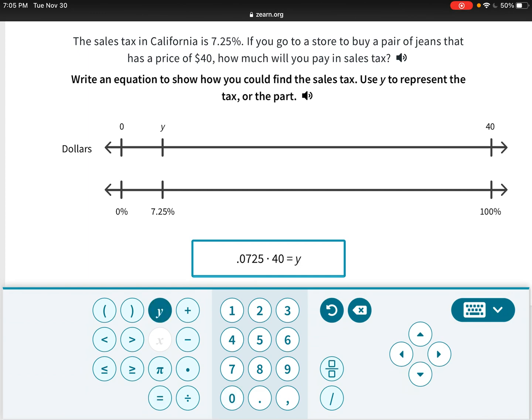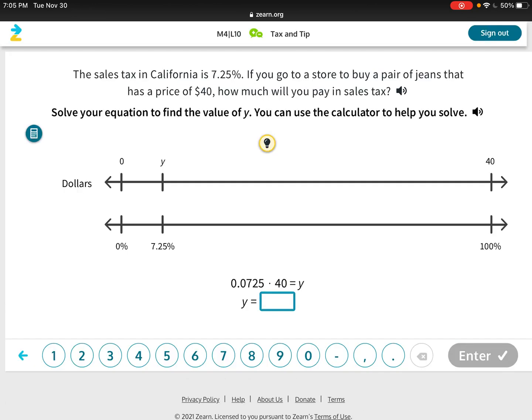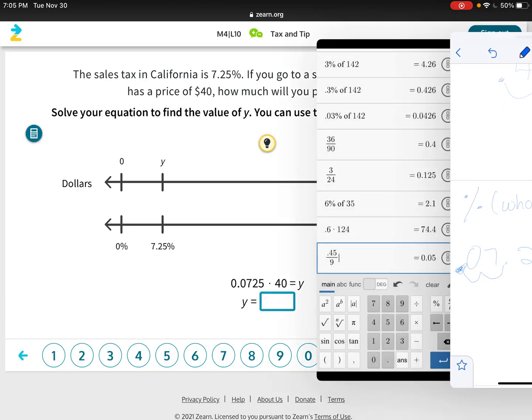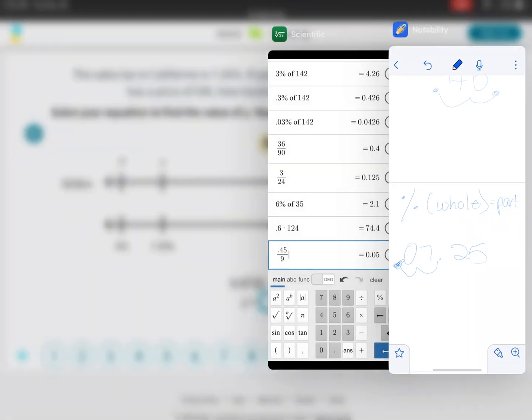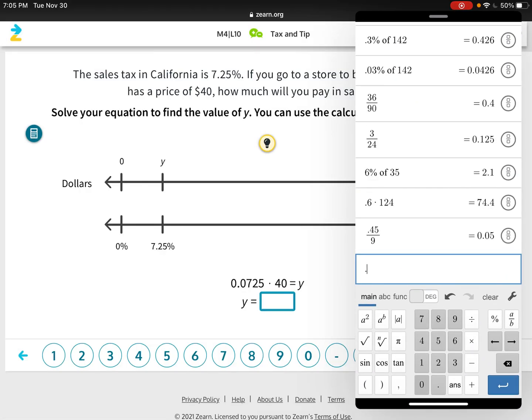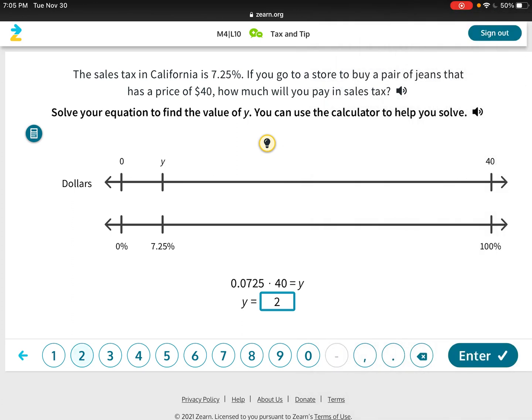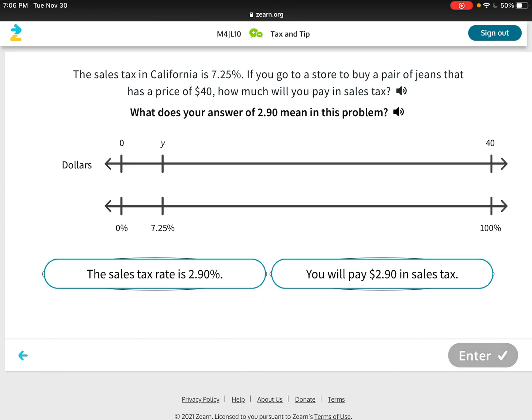And then we're going to get y when we do that. So then we take Desmos. 0.0725 times 40 is 2.9. So money-wise, that would be $2.90, plus the 40 for the jeans.